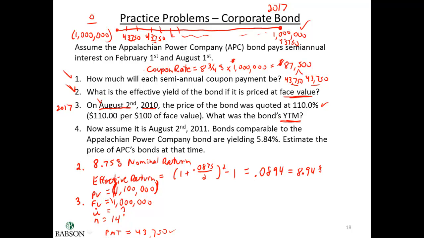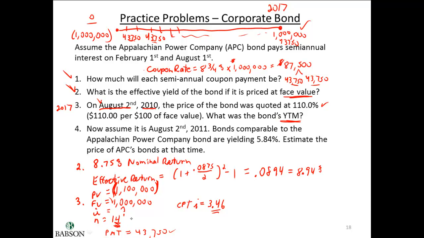Now we can put it into our financial calculators. So 1,100,000, so 1.1 million, hit the plus minus button because we're investing money. So minus 1.1 million will be present value. 1 million corresponds to the future value. So we're going to plug in 1 million and hit FV. 14 will be N. 43,750 will be payment. And then we're going to compute I. And the I that our calculator spits out at us is 3.46.